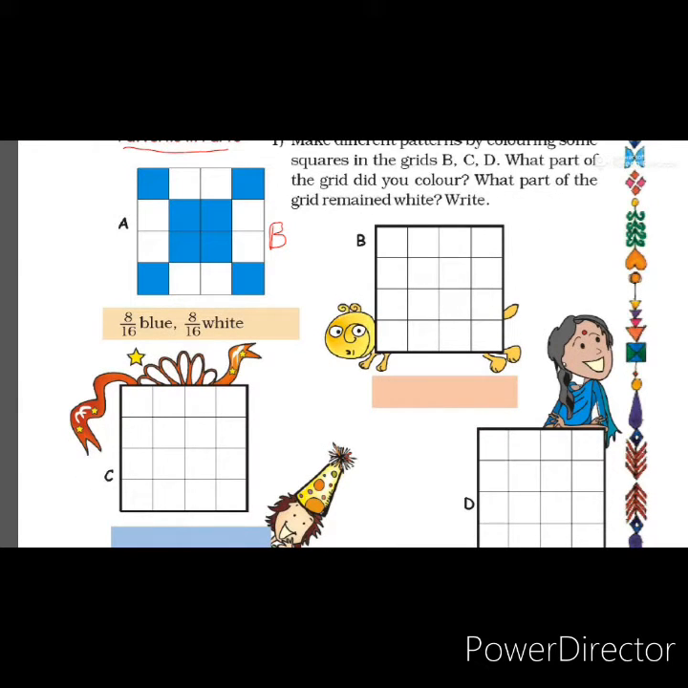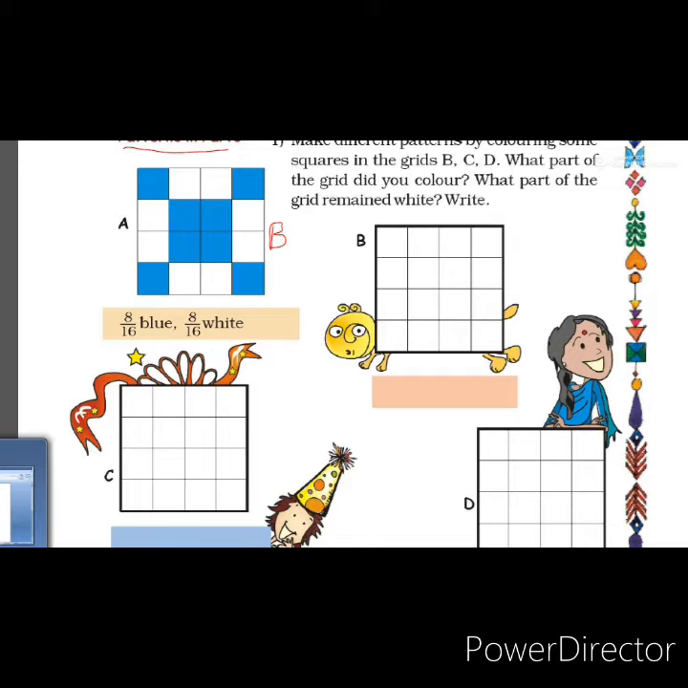Here in the first box, half of the squares are colored and half are not colored. That means 8 upon 16 is blue color and 8 upon 16 is white color. Now for the second box, we have to give color according to our wish, and write the parts you colored and the parts not colored. Students, you can choose any color and how many boxes you need to color. You can do it according to your wish.